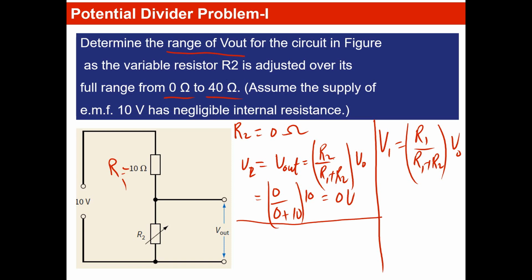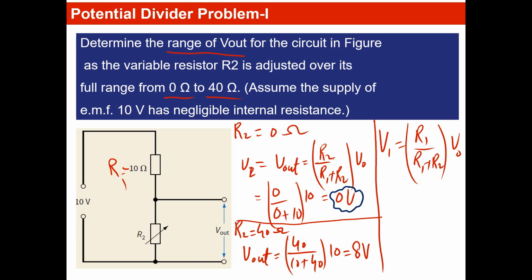Now, in the second case, if the resistance R2 is equal to 40 ohms, how can we find V out? We follow the same steps. We divide 40 by 10 plus 40, and then multiply by the voltage of the power supply, which is 10 volts. If we solve this, we get 8 volts. So now we can see the range: it is from 0 volts to 8 volts.